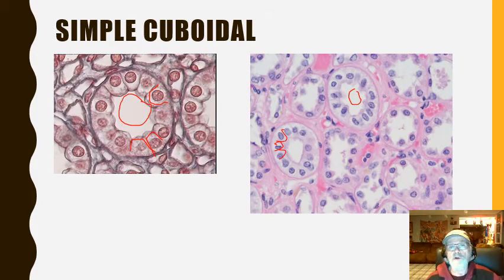And they're simple cuboidal. Why is it simple? Because it's one cell layer thick. Why is it cuboidal? Because it looks like a cube. Piece of cake. I mean, it doesn't take a rocket scientist to figure that one out. So simple cuboidal.